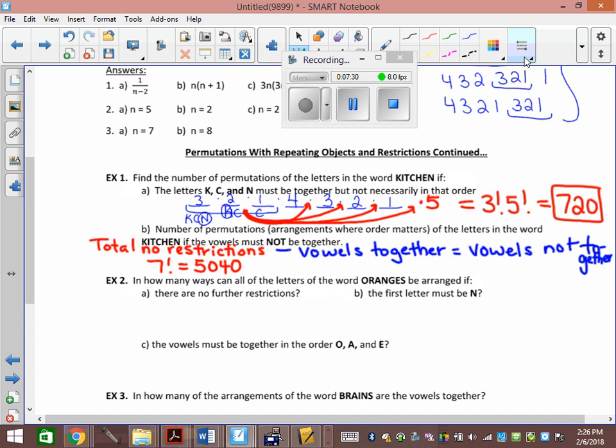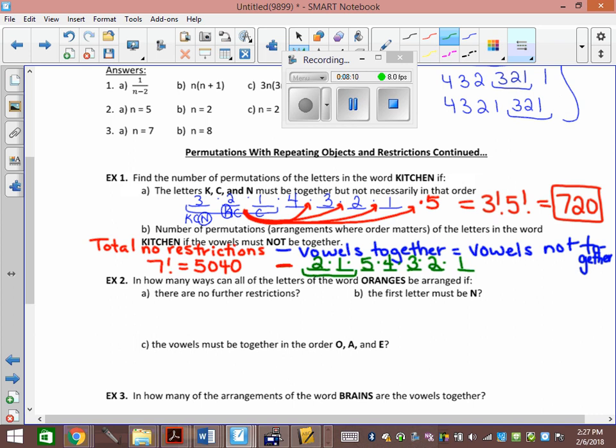Now I'm going to do vowels together. How many vowels are in the word kitchen? There are 2. So I'm going to hook 2 together, right? How many options do I have for my first blank? 2. How many for my next blank? 1. And then how many letters do I have left? 5, 4, 3, 2, 1. Is that all the ways? 2 times 5 factorial, all the ways that I can keep the vowels together?